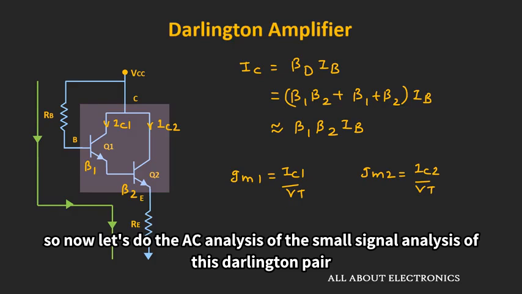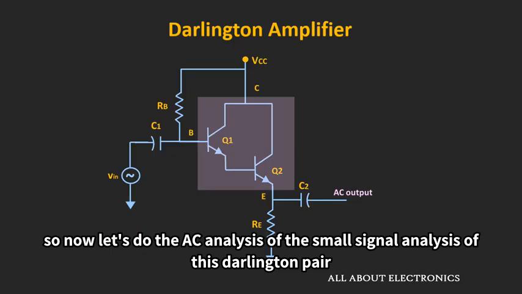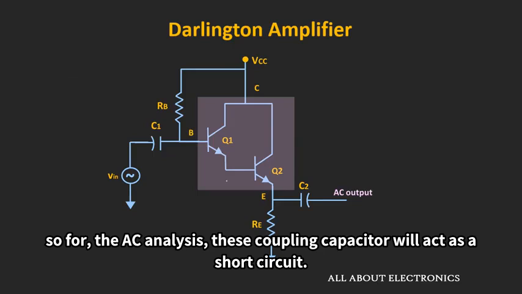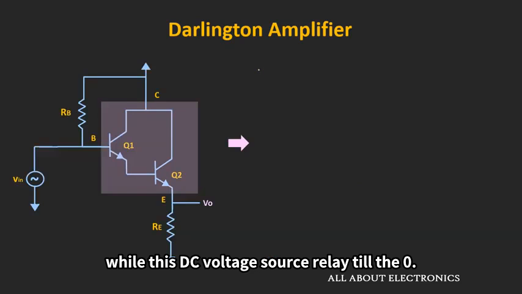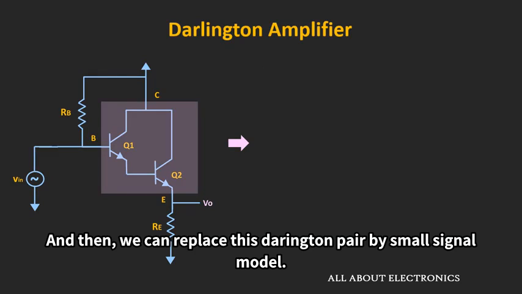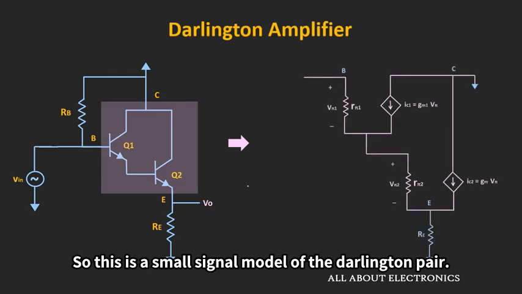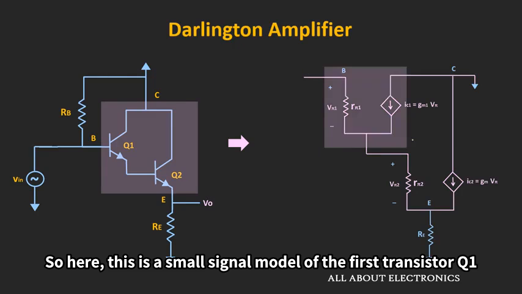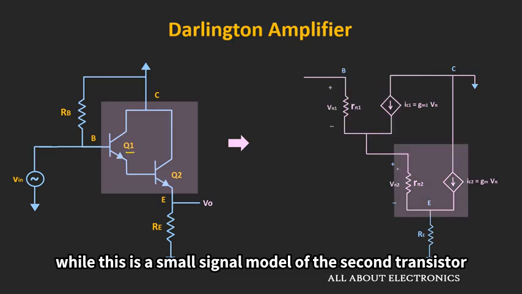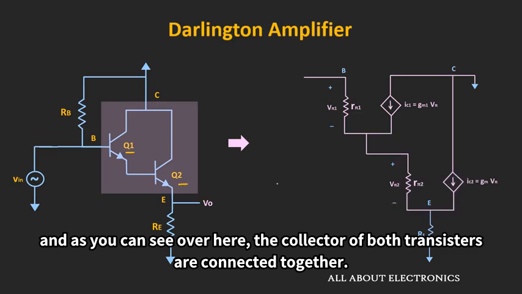Alright, now let's do the AC analysis, or the small signal analysis, of this Darlington pair. For the AC analysis, these coupling capacitors will act as a short circuit, while this DC voltage source will act as a 0. Then we can replace this Darlington pair by its small signal model. This is the small signal model of the Darlington pair. Here, this is the small signal model of the first transistor Q1, while this is the small signal model of the second transistor. As you can see, the collectors of both transistors are connected together.